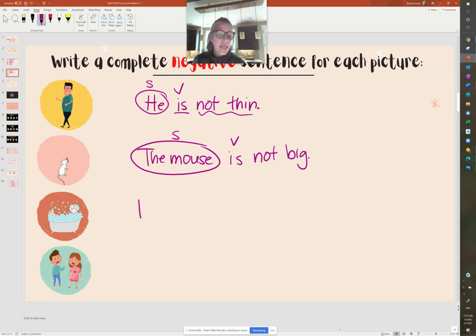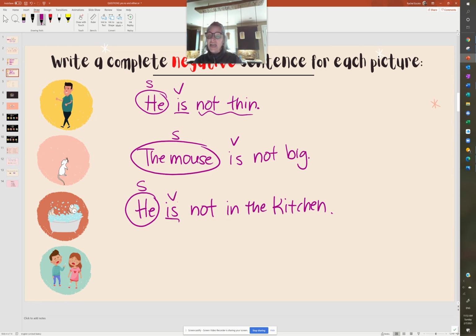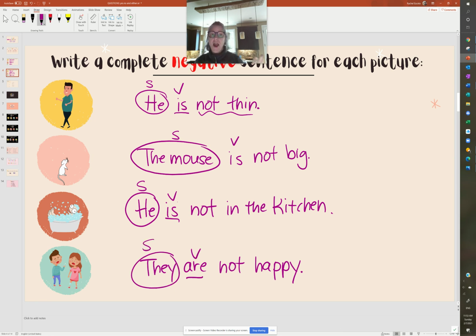Okay, let's say he is not in the kitchen. Right? He's not in the kitchen. There is no bathtub in the kitchen. So we have a subject and our verb. He is not in the kitchen. What about these two? Oh, they are not happy. Right? They are not happy. We have our subject and our verb. They are not happy.